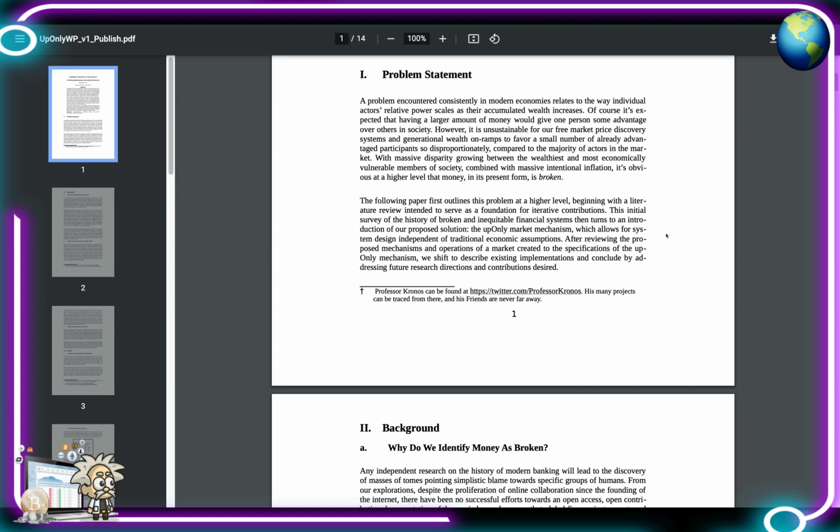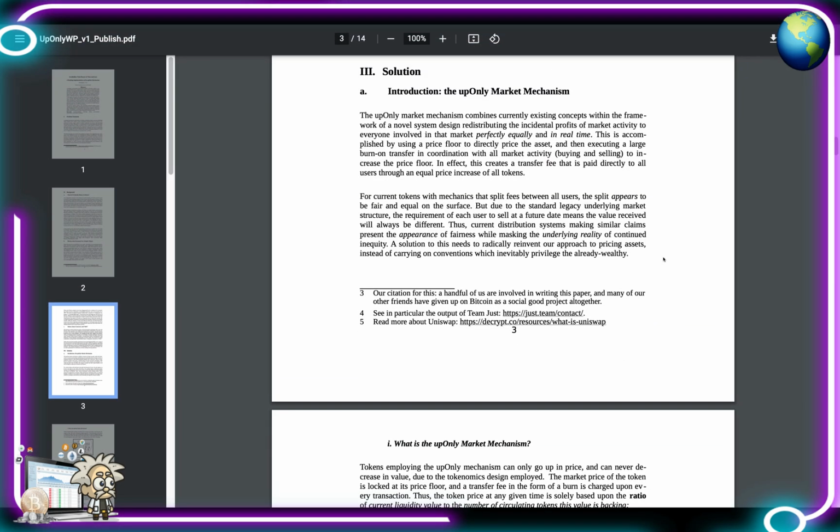Of course, guys, it's expected that having a larger amount of money would give one person some advantage over others in society. However, guys, it is unsustainable for our free market price discovery systems and generational wealth on-ramps to favor a small number of already advantaged participants so disproportionately compared to the majority of actors in the market, with massive disparity growing between the wealthiest and most economically vulnerable members of society. Combined with massive intentional inflation, it's obvious at a higher level that money in its present form is broken.